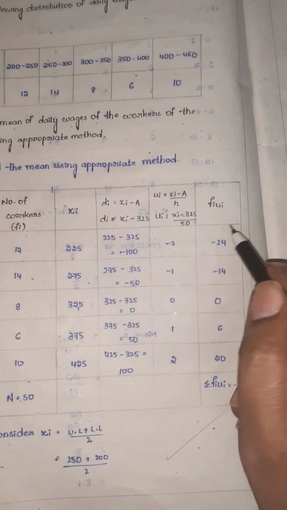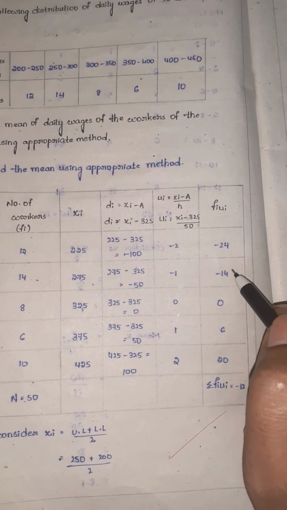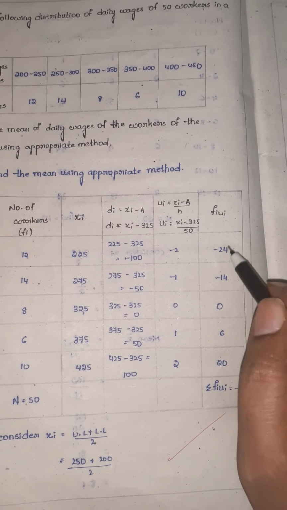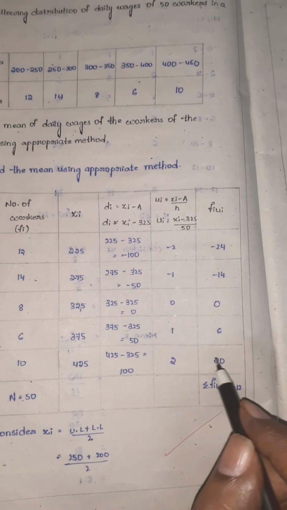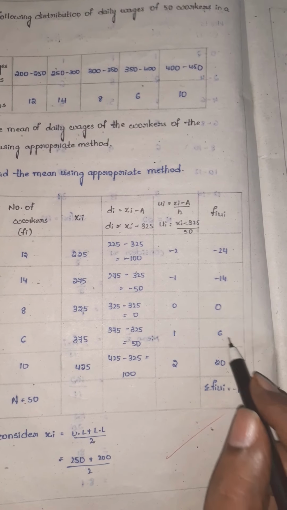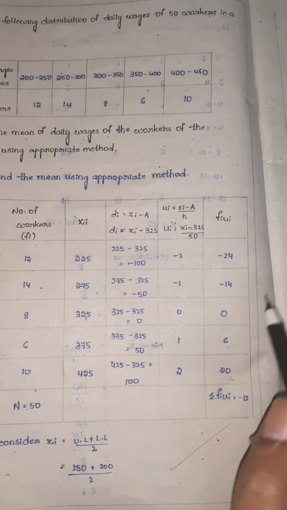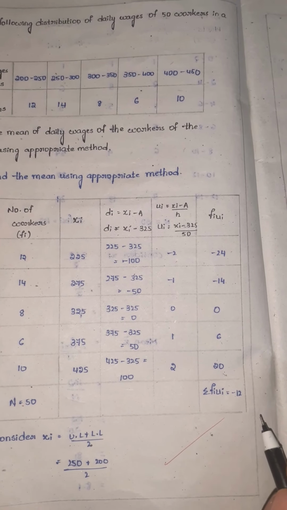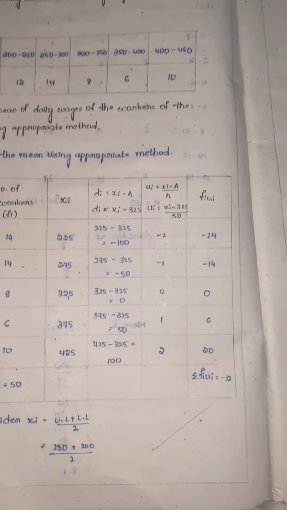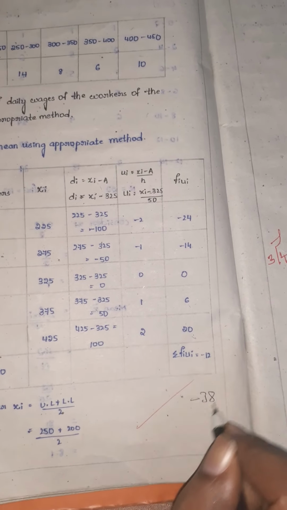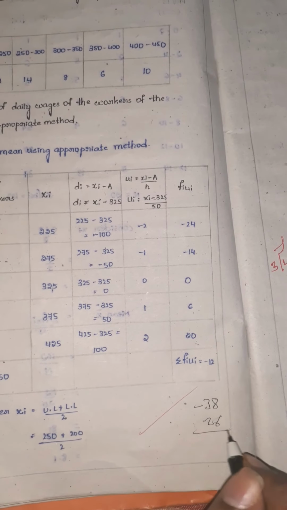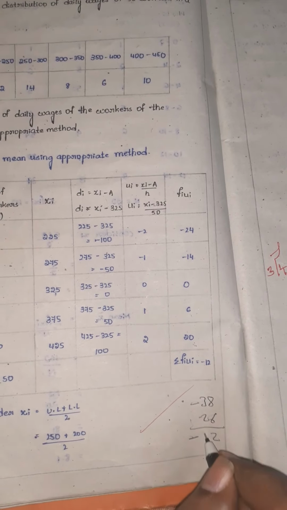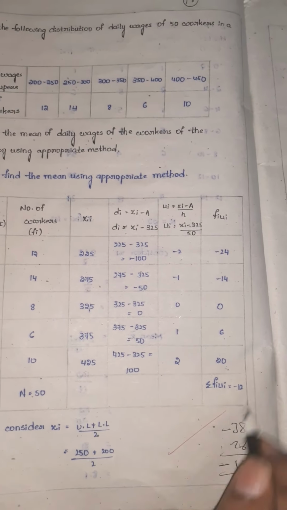So now do the negative numbers addition first. 24 plus 14 is 38. Why? Because 4 plus 4 is 8, 2 plus 1 is 3. Minus 38. Here 6 plus 2, do the positive numbers addition. 20 plus 6 is 26. So minus 38 plus 26. The big number has the negative symbol, so the answer takes minus. 8 minus 6 is 2. 3 minus 2 is 1. So minus 12.